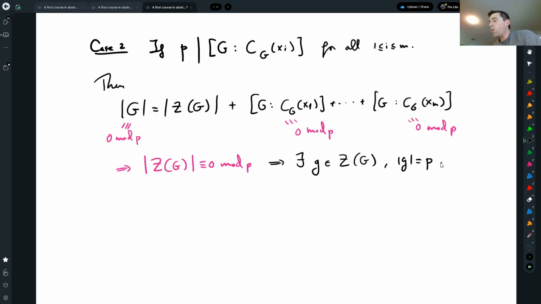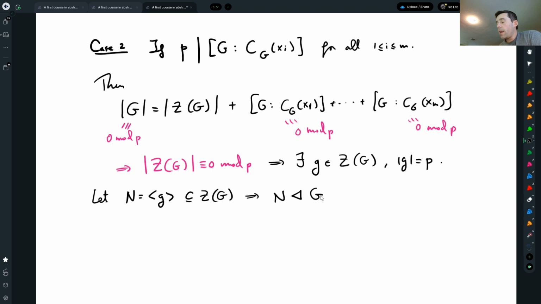Okay, so now what are we going to do with this element? I have an element of order p, but I don't have an element of order p to the r or a subgroup of order p to the r. So what are we going to do with this? I'm going to take N to be the subgroup generated by this element. This is in the center, which tells me then that N is normal in G.